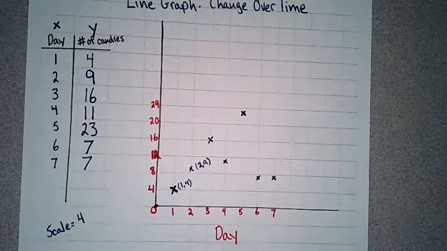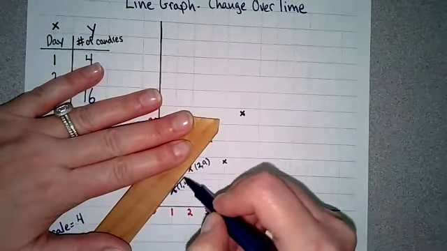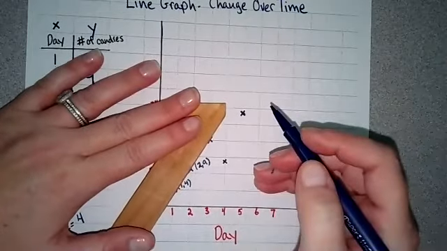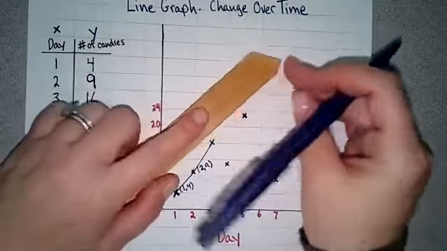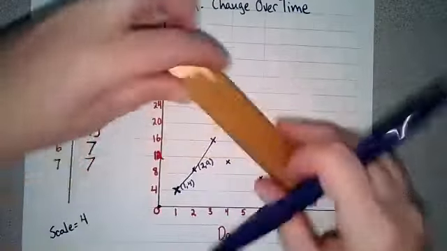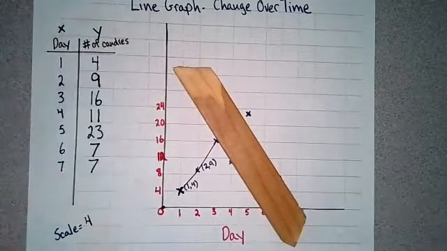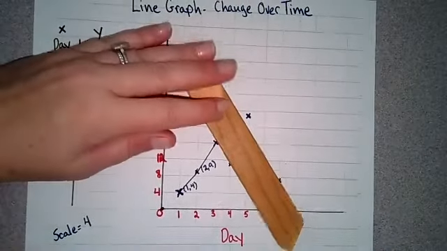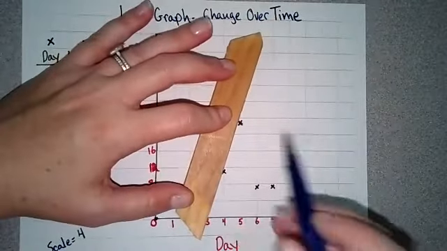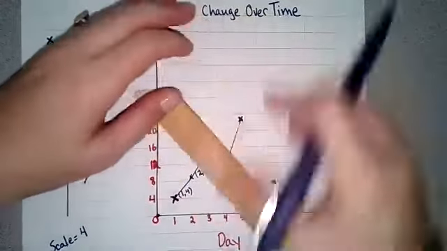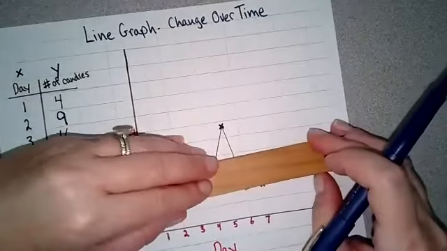So now what you're going to do is you're going to connect these using some sort of straight edge. I have a piece of broken chair here. That's what works for me. So I'm going to connect day 1 to day 2, day 2 to day 3, ooh, look, I almost made a mess. Day 3 to day 4. Day 4 to day 5. 5 to 6. And 6 to 7. Okay.